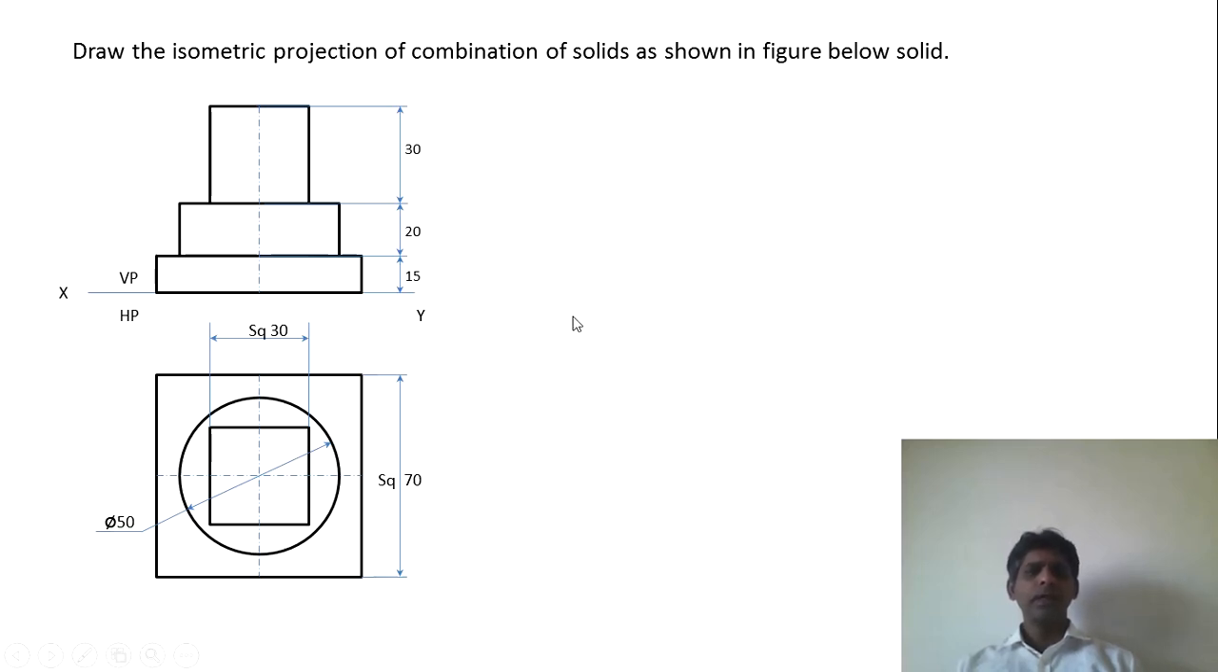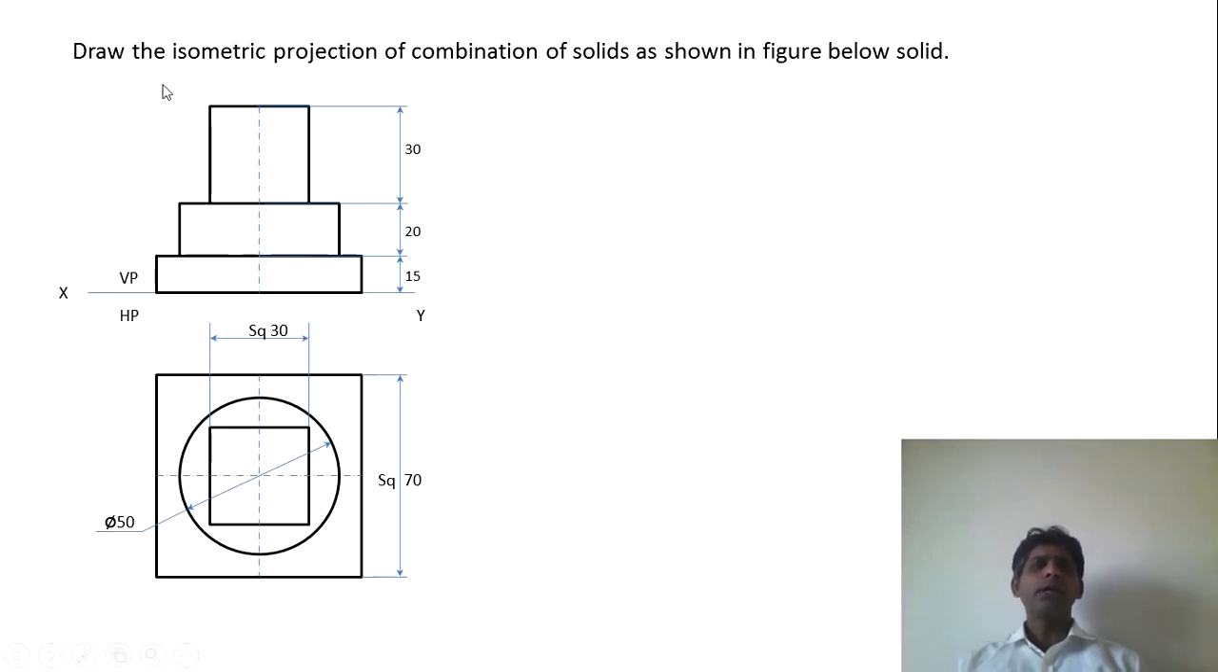Now here I should mention that this orthographic view is given to us, right? So the problem reads like this: draw the isometric projection of combination of solids as shown in the figure below, right? So this figure will be given to us.